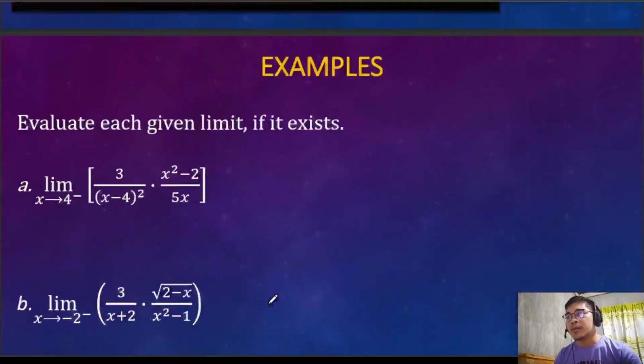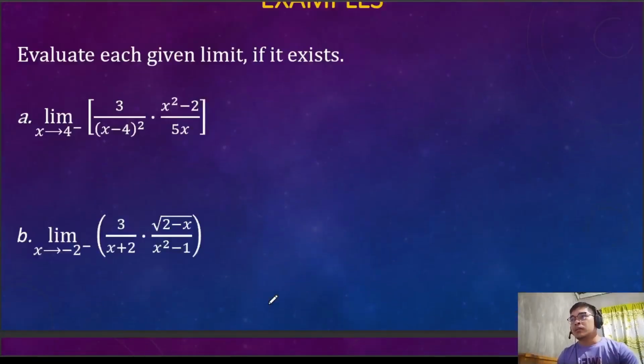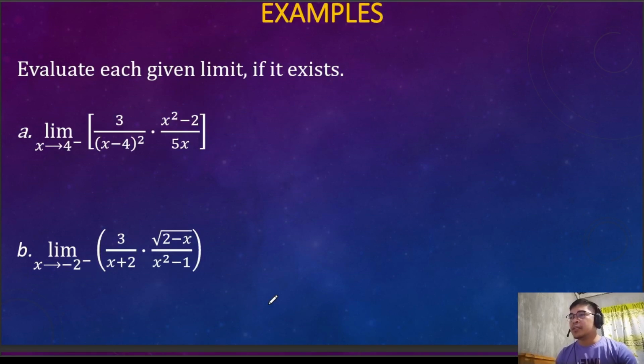So, let's apply. Letter A, evaluate the given limit if it exists. Letter A, we have the limit of 3 over the square root of x minus 4 times x squared minus 2 over 5x as x approaches 4 from the left side.